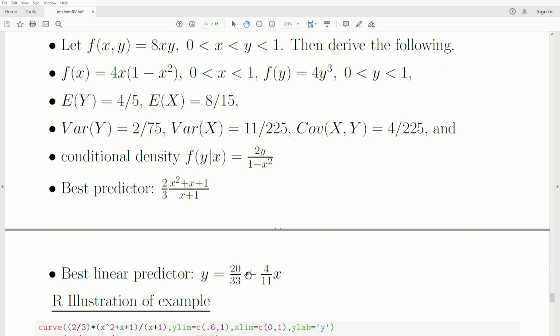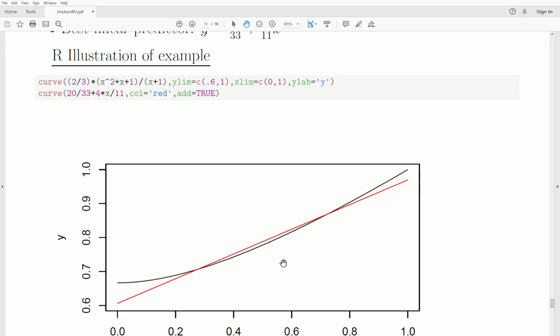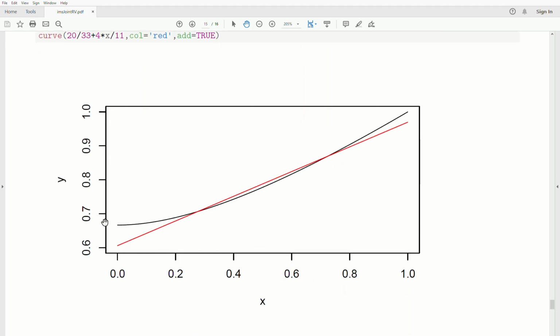Now I'm going to use R to plot these two functions to show you what they look like, and this is it. So look at the black line, that's the best predictor of y given a function of x. And the red line is the best linear predictor of y given a function of x.